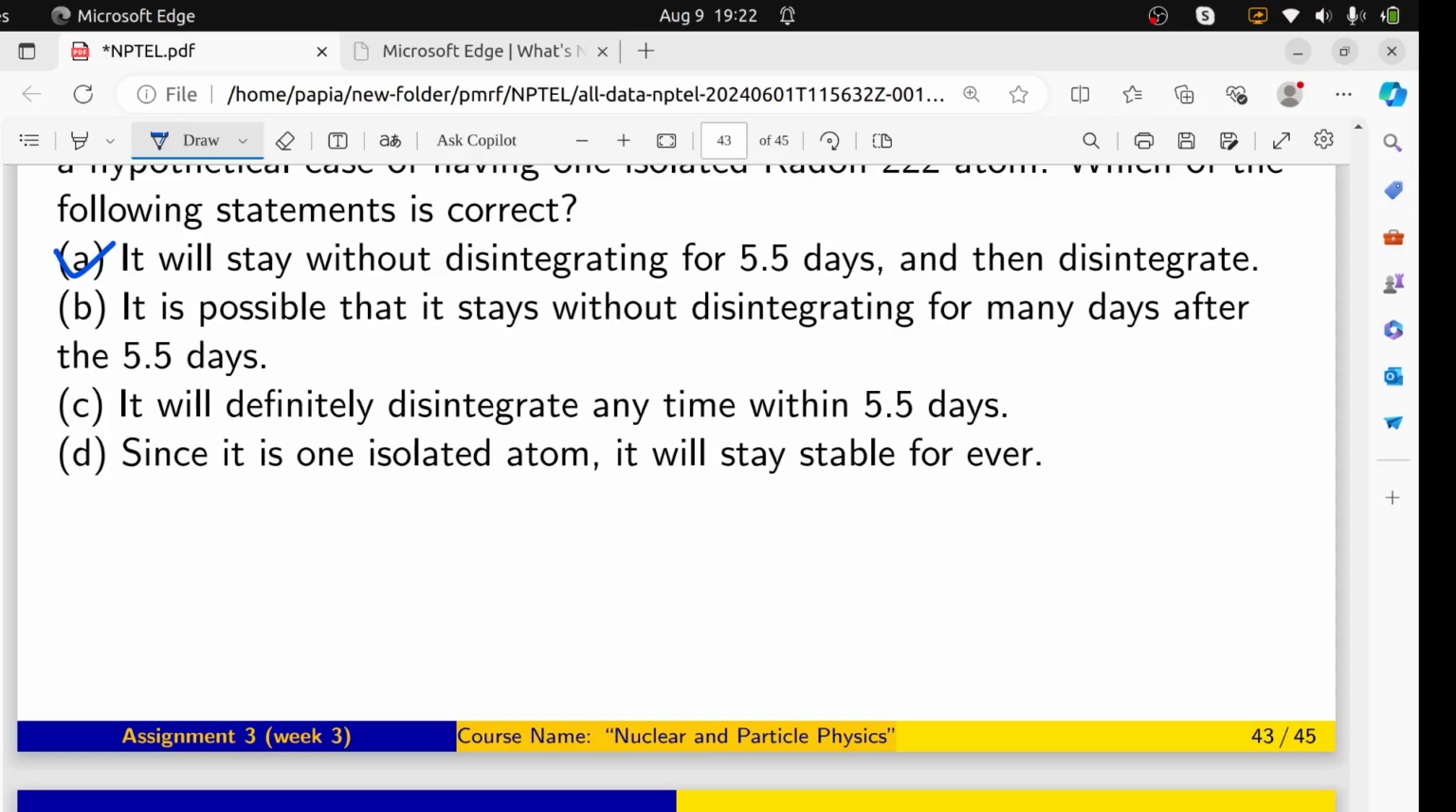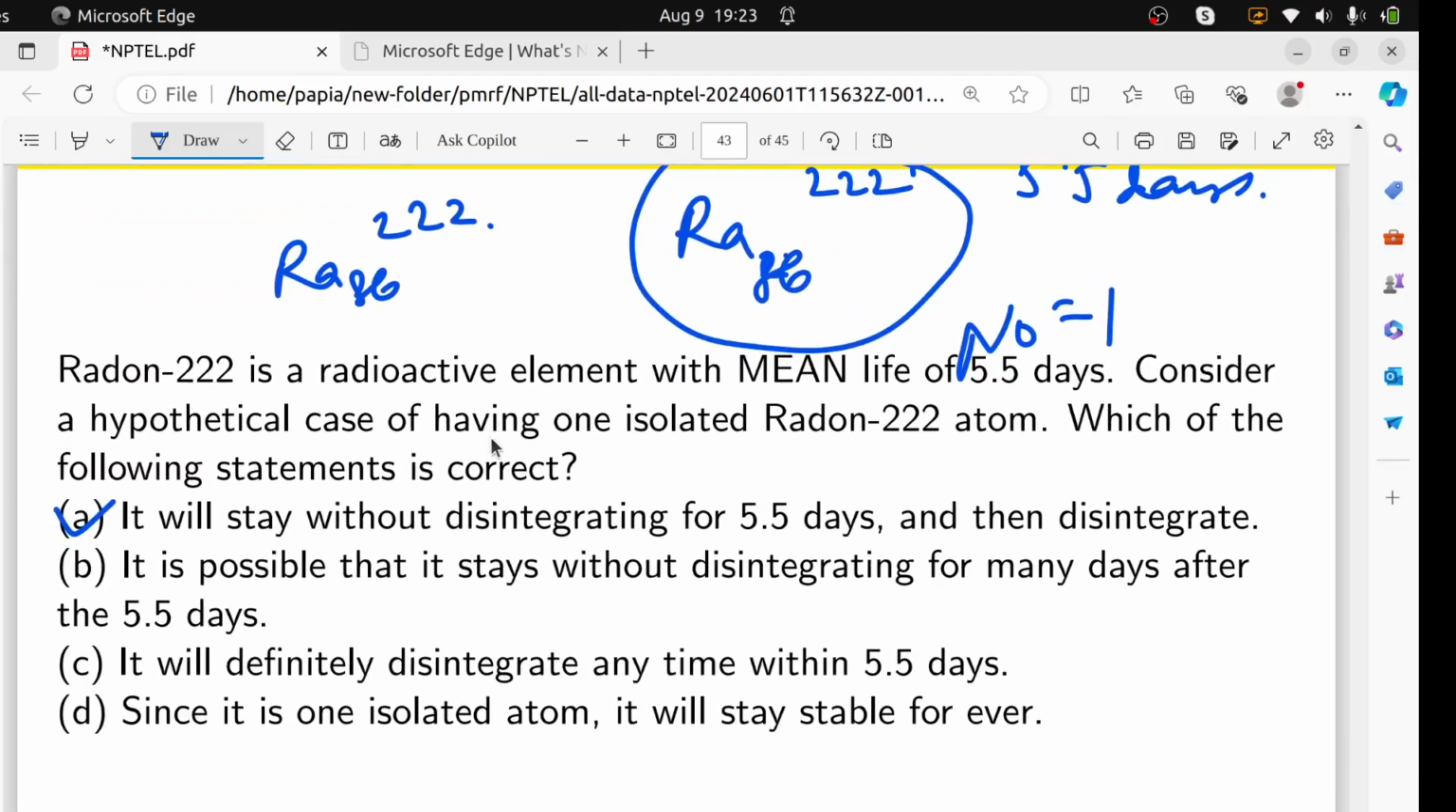Ma'am, if we were to consider the mean life of the radon nucleus, then it is possible for the nucleus to disintegrate within 5.5 days, right? Because mean life is a probabilistic value, so there is a probability that it will decay before the 5.5 days get over. Okay, so what do you mean by mean life? Ma'am, mean life could be considered the average lifespan of a nucleus sample before all of them decay into the subsequent daughter nuclei.